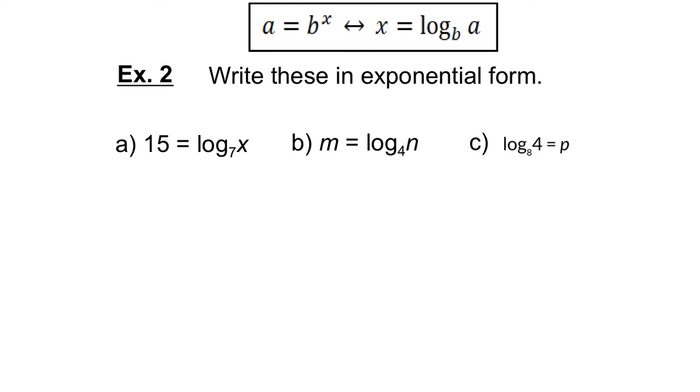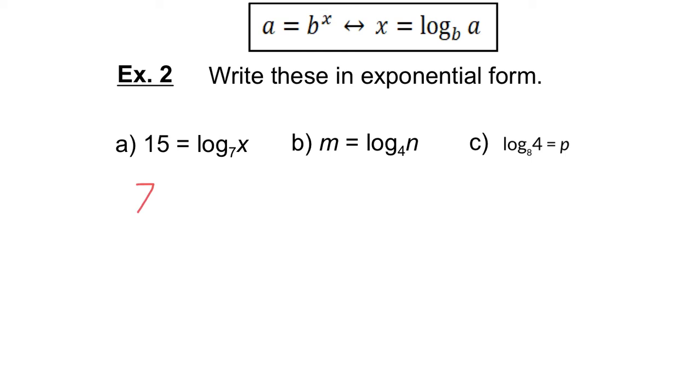Now we're going to go the other way. So we're going to use the same rule, but this time we're going to rewrite the logarithmic form into exponential form. Okay, so log base 7 of x. The base is 7, so that's where I'm going to start. The base of my power is 7.